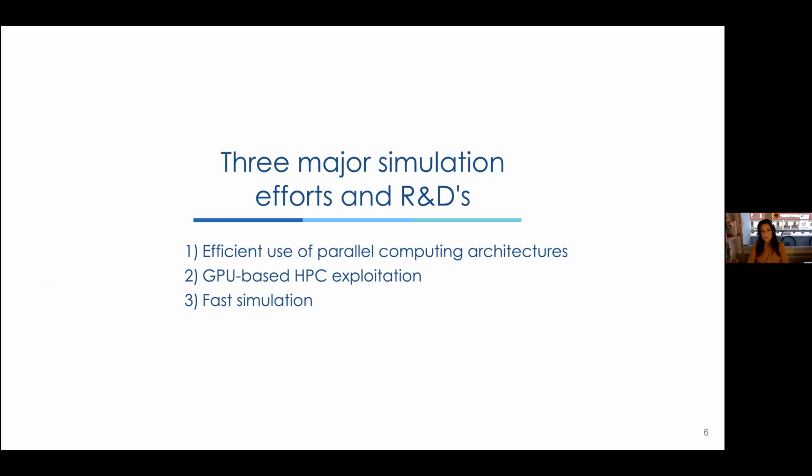So given this context that I described of high need and shortage of CPU power, there are a lot of R&D activities ongoing in each experiment, and we can group and organize them along three different major lines, if we can say so. The first one is concentrated on the efficient use of parallel computing architectures. The second one is based on GPU-based HPC exploitation, and the third one is, of course, fast simulation. So I will touch briefly on all of these three points before moving to detailed and experiment-specific requirements.